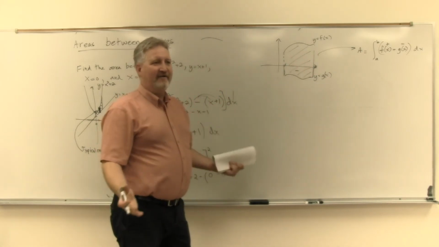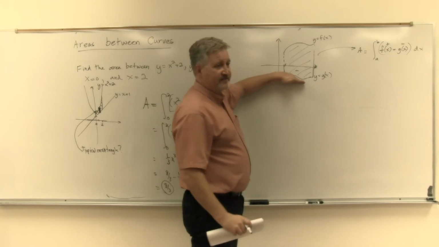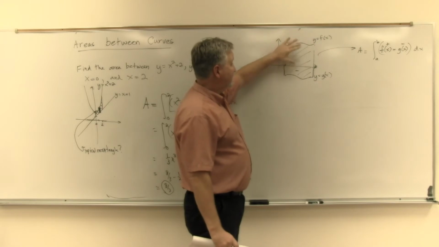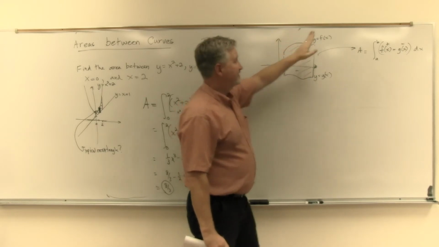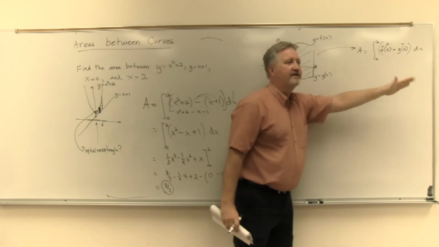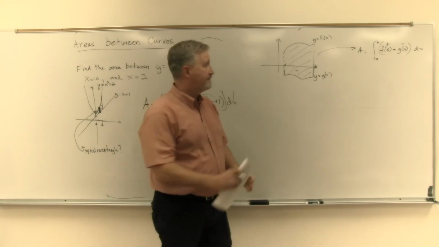So it doesn't matter if your g of x is below the x-axis or above the x-axis. To get the area between those two curves, you're just going to do f of x minus g of x. So you don't really have to think about it. It's just upper minus lower. That's all you have to remember. Okay?